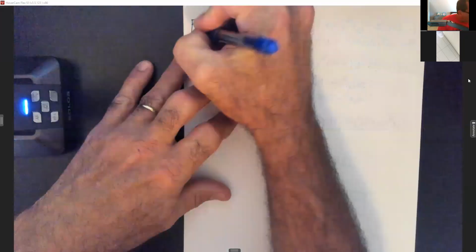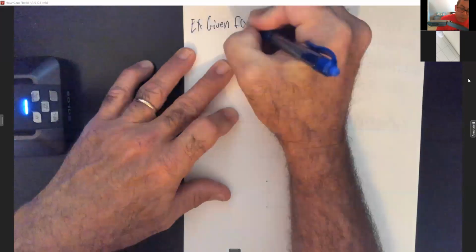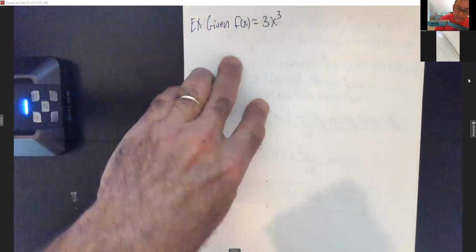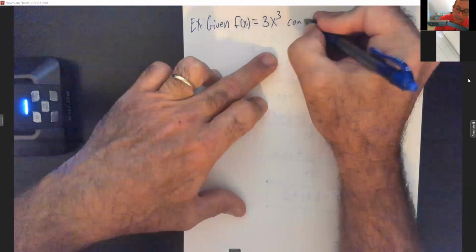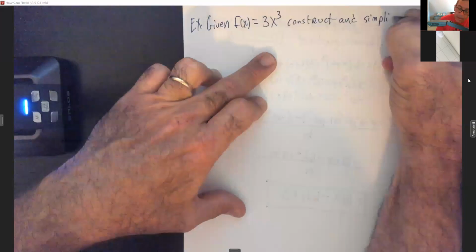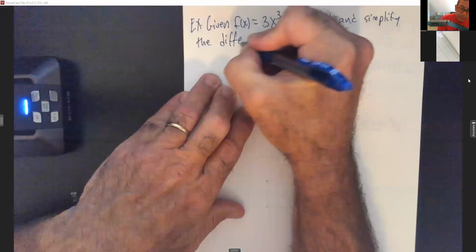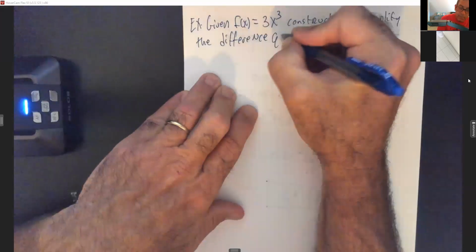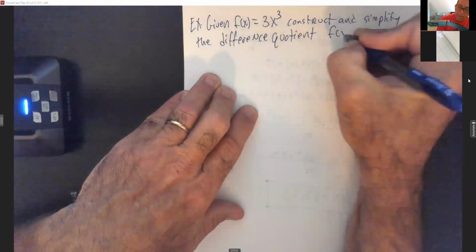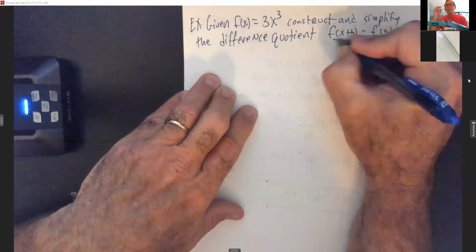Given f of x equals 3x to the third, construct and simplify the difference quotient. So f of x plus h minus f of x, all divided by h.